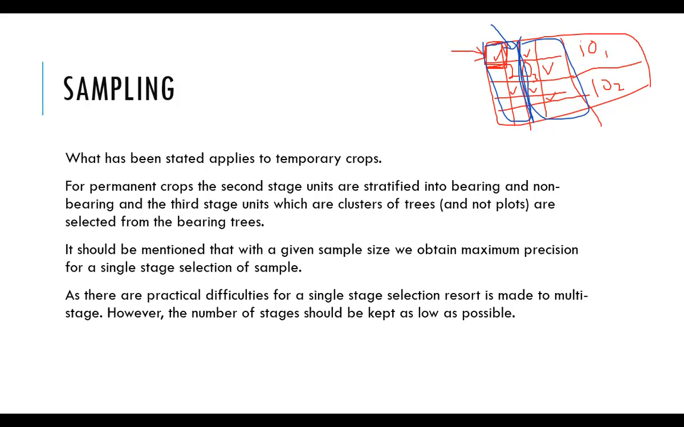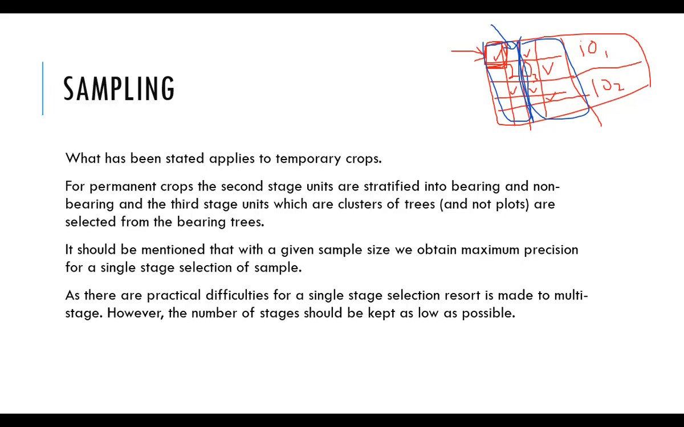What we have talked about so far has to do with temporary crops. For permanent crops, the second stage units are stratified into bearing and non-bearing. So when we go to the farm, it's crop production. Because they are permanent crops like cocoa or, how do you call it, coconut.